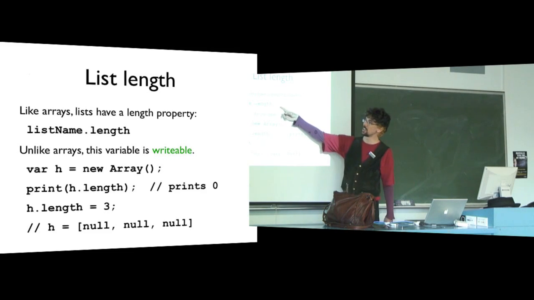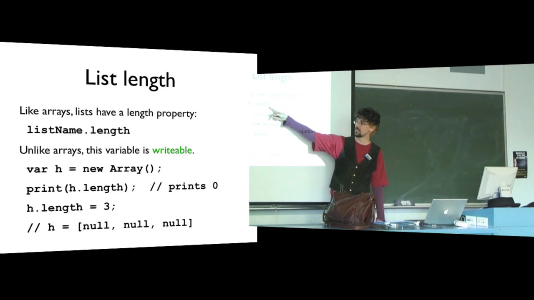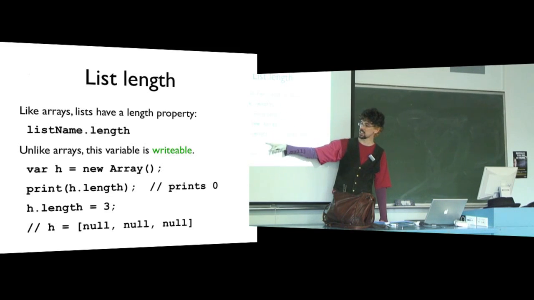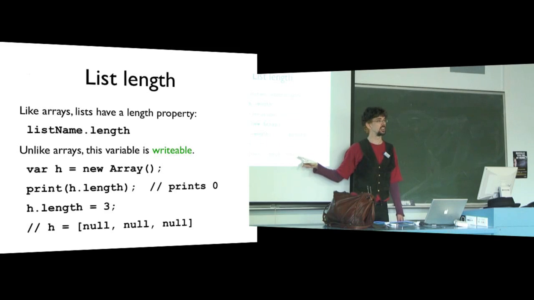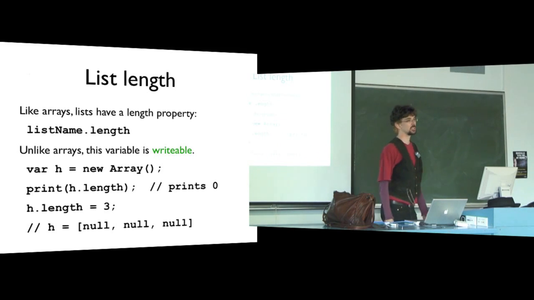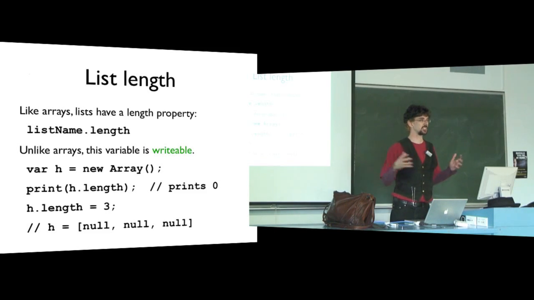So in the same way as arrays have length, lists have length. So you can create a new list and then get the length property, and the length of that list will initially be 0. But unlike arrays, you can write to this. And if you change that variable, it'll change the length of the list. So if we set the length of the list to 3, we'll now have a list of 3 elements. Those elements will initially be null, but we can add values to them. So this gives us the ability to change the size of the list.